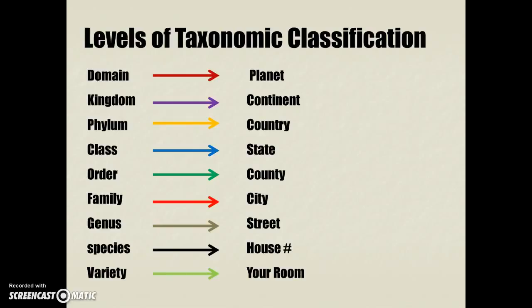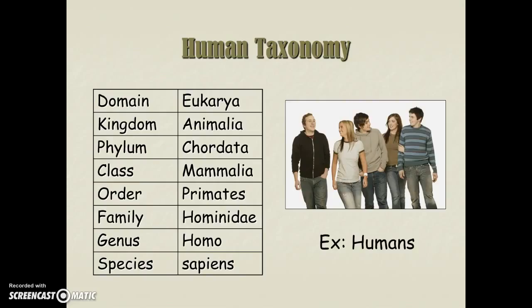Here's another way of looking at taxonomic classification. Remember: domain, kingdom, phylum, class, order, family, genus, species. Here's one example of how you can look at it. There are other ways that you can look at how to understand this classification order.